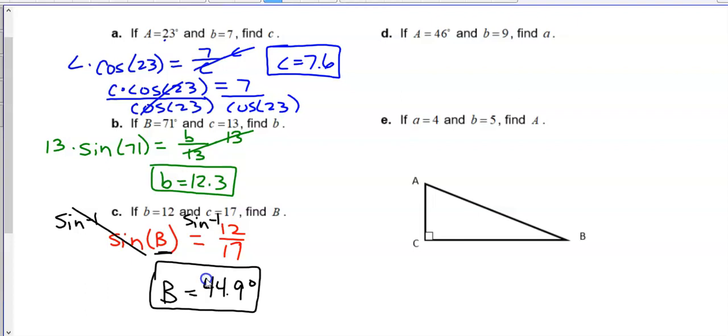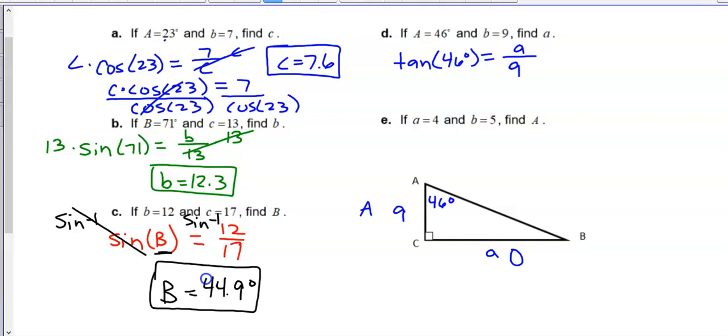On to letter D. Let's see. Back to using blue. Angle A is 46 degrees. Little b is 9. And we are supposed to find little a. So little a is across from big A. In this case, we are given the adjacent. We are looking for the opposite. That's going to be tangent. So tangent of 46 is equal to little a over 9.